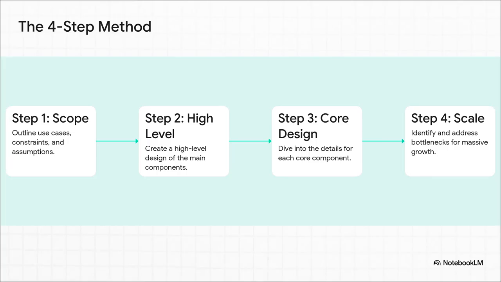And here's the exact process we're going to follow. It's a really solid 4-step method. So first, we'll outline what we're actually building, the use cases, the constraints, all that stuff. Then we'll create a high-level design, kind of like a bird's eye view. After that, we'll dive deep into the core components. And finally, the big one, we figure out how to scale the whole thing up. This is our roadmap for today.